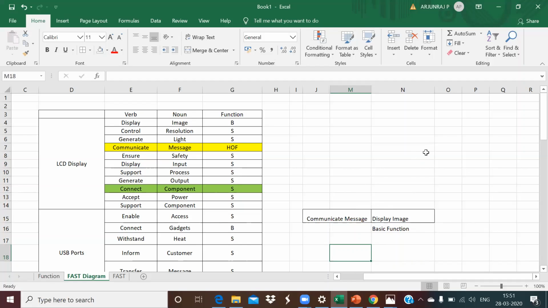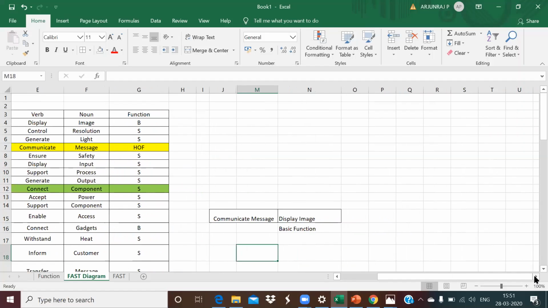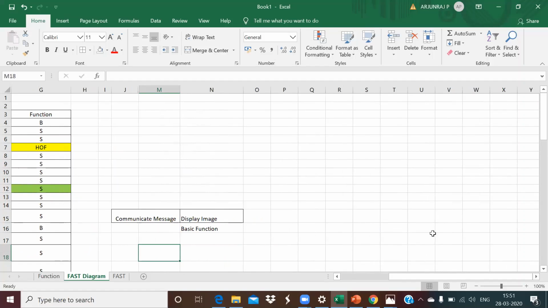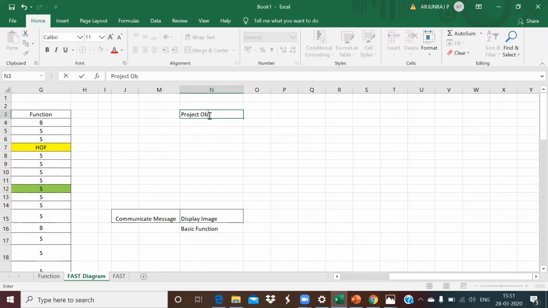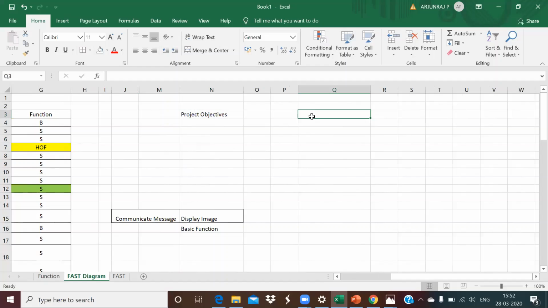Whatever is not necessary, we need not put it. Even if the company is not going to spend or invest money on a connecting component, we need not put those functions in the FAST diagram either. So you can also put the project objectives, and you can write all time function, on time function, in the case of the complete laptop.